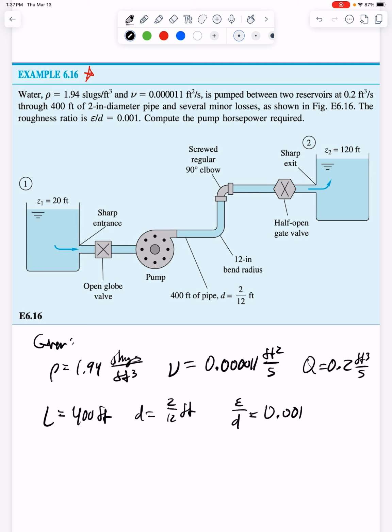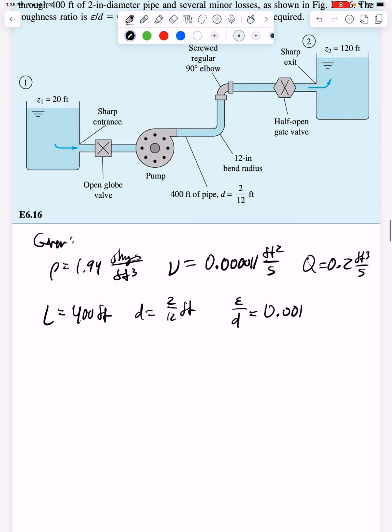Interactions with the open globe valves, or the bends, or these bend radiuses, or this half-open gate valve, or these entrances and exits. There's going to be loss occurring, and these losses are usually determined experimentally, by running many experiments and getting an average value to determine these kinds of losses. I'll talk more about that when I write my expressions.